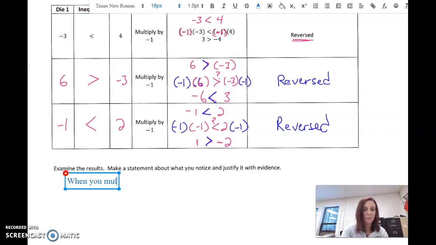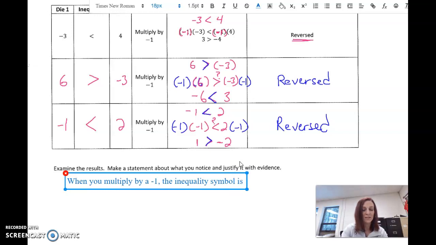Okay, so let's make our statement. When you multiply by, well, what do we multiply by? We multiply by a -1 each time. So when you multiply by a -1, the inequality symbol is reversed. Okay. So now we're going to see, does that hold true? Is it just a -1 thing, or does it hold true for other things?